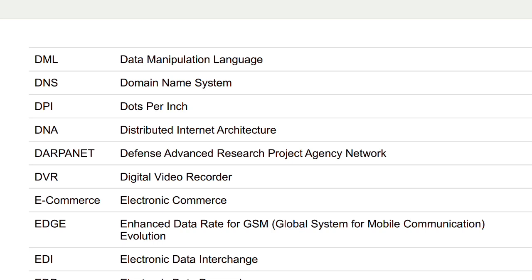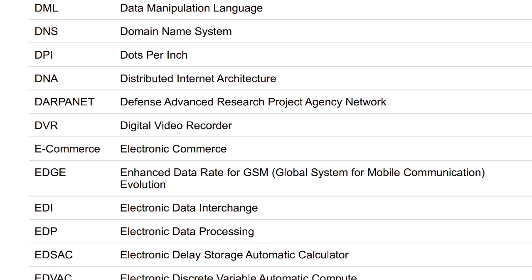Then we have e-commerce. As we all know, e-commerce stands for electronic commerce. Now it is a basic necessity for all businesses to go on an e-commerce platform for achieving profits. Then we have EDGE, Enhanced Data Rate for GSM. GSM stands for Global System for Mobile Communication.